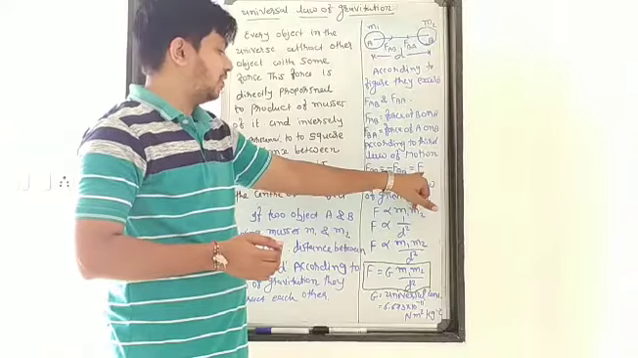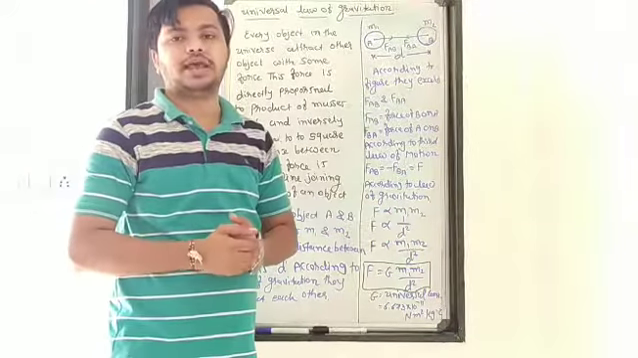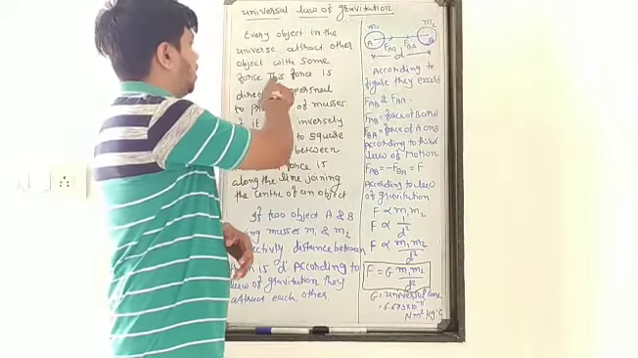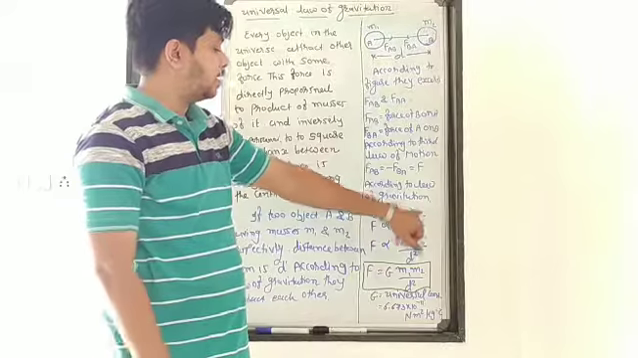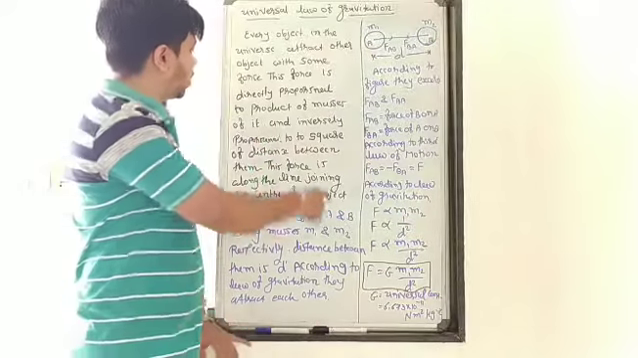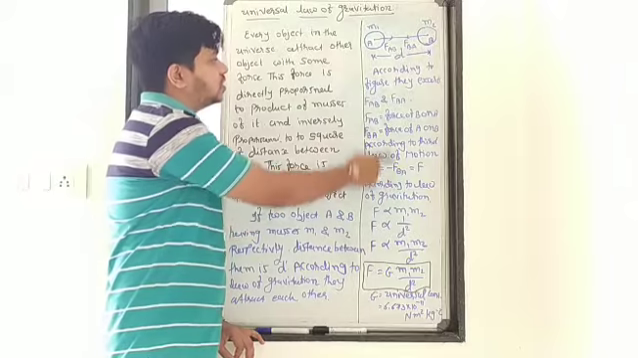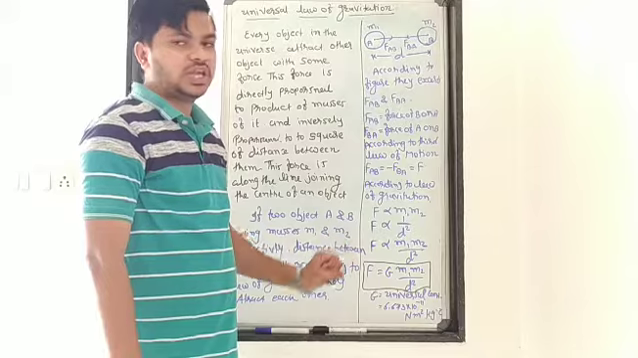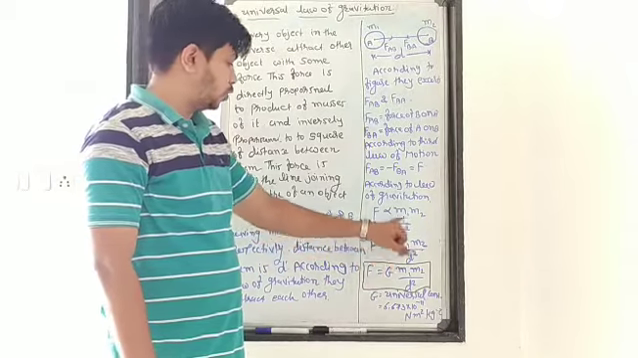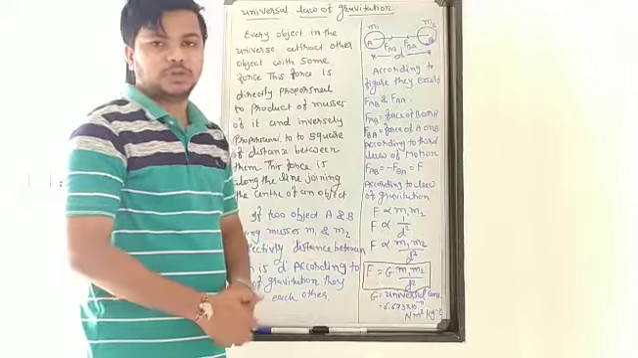If we take it as F, then according to the law of gravitation, F is proportional to M1 and M2, because this force is directly proportional to the product of masses. Not only that, according to the second part, it is inversely proportional to the square of distance. The distance is d, so F is proportional to 1 upon d square. If we combine both the equations, then we get F proportional to M1 M2, which is directly proportional, and d square, which is inversely proportional.